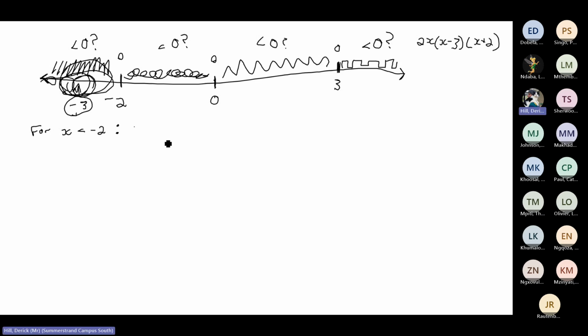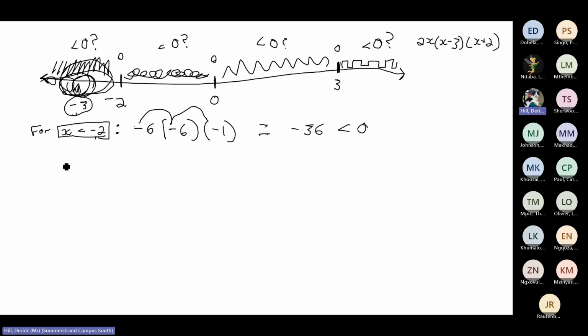So 2 times minus 3 is minus 6. X being minus 3, minus 3 minus 3 is minus 6 again. And finally, minus 3 plus 2 is minus 1. So we've got a negative times a negative times a negative. So this is going to be, let's just work it out, positive 36 times minus 1. So it's going to be minus 36, which is less than 0. So we know that for this interval, x less than minus 2, we are going to have a negative, i.e. less than 0.